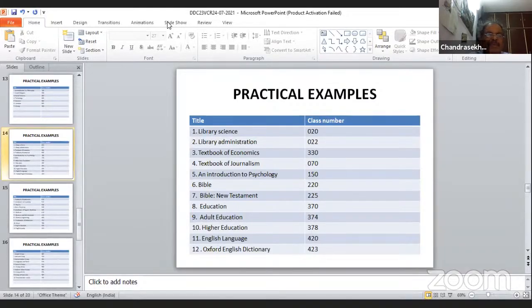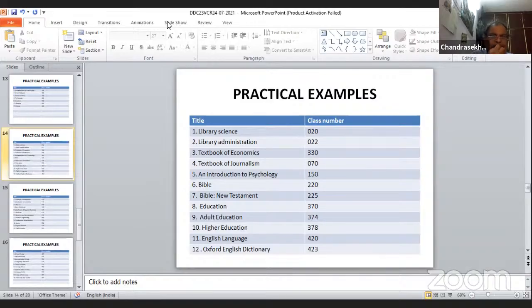Then Bible. You go to the second summary under religions. 200 is religions, then in the second summary, 220 is Bible. Then you go to the third summary again. Under Bible, you will find New Testament, 225. 220 is further divided into 221, 222, 223, 224, 225, 226, 227, 228, 229. So under 225, you will find the Bible.